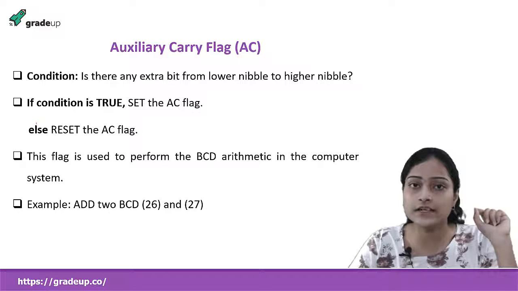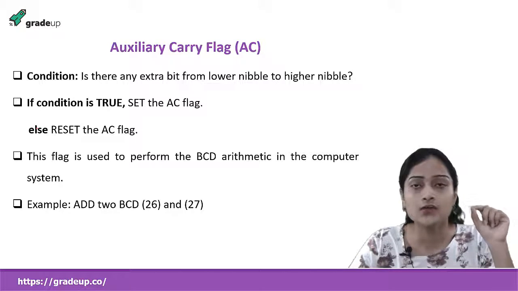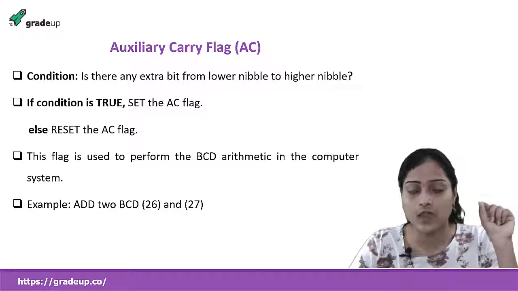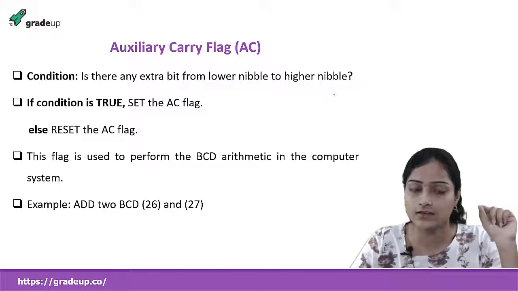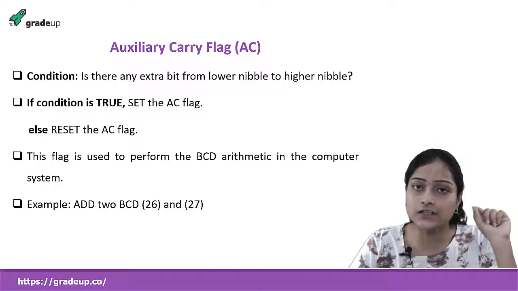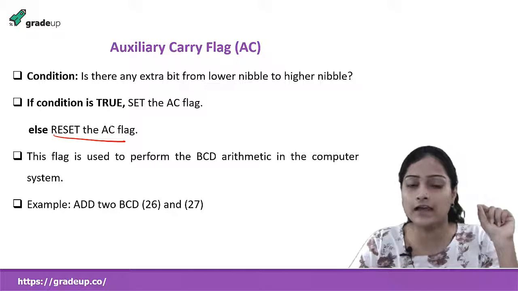The condition which it is going to check is: is there any extra bit from lower nibble to higher nibble? You know what a nibble is? I have discussed this in my first video. A nibble is a group of 4 bits. And the condition is: is there any extra bit from lower nibble to higher nibble? If this condition is true, then set the auxiliary carry flag, otherwise reset the auxiliary carry flag.